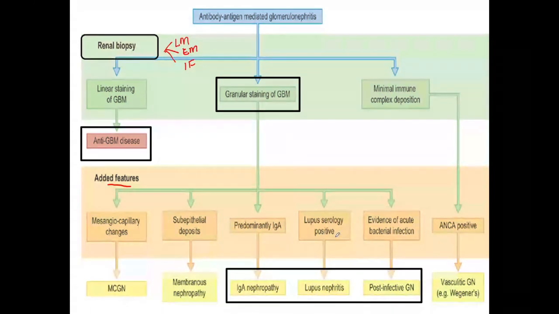Lupus serology: of course these are patients of systemic lupus erythematosus, and they have positive lupus serology. You might all remember the double-stranded DNA antibodies, ANA antibodies, anti-Smith, anti-histone, a long list of antibodies that are present in systemic lupus patients. Not all of them, of course, and when you add that to the granular staining, you can confirm lupus nephritis. And evidence of acute bacterial infection is very important, and later you can see certain features in the biopsy that help you confirm post-infective glomerulonephritis. And these are the conditions that we'll be focusing on today.